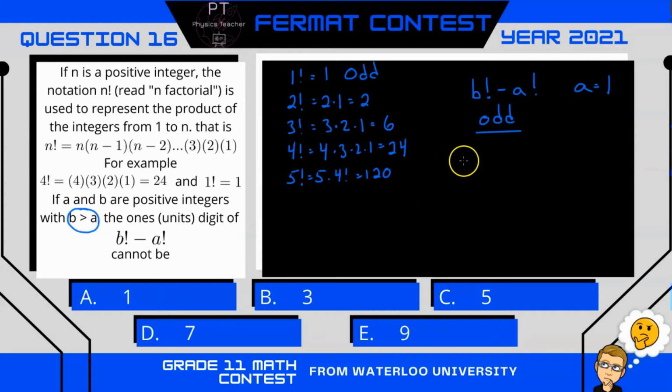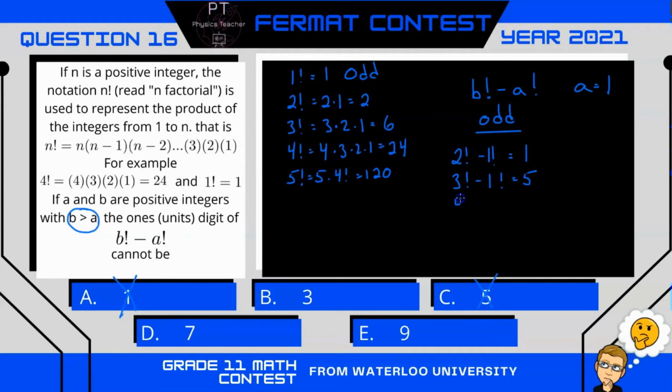So let's try a couple. Let's say B is 2, so 2 factorial minus 1 factorial. What would we get? Well, this is 2 minus 1, that's just 1. Well, 1 is obviously an option, so let's cross off A. Well, what about 3 factorial minus 1 factorial? Well, 3 factorial is 6, minus 1 is 5. Well, this is obviously not an option.